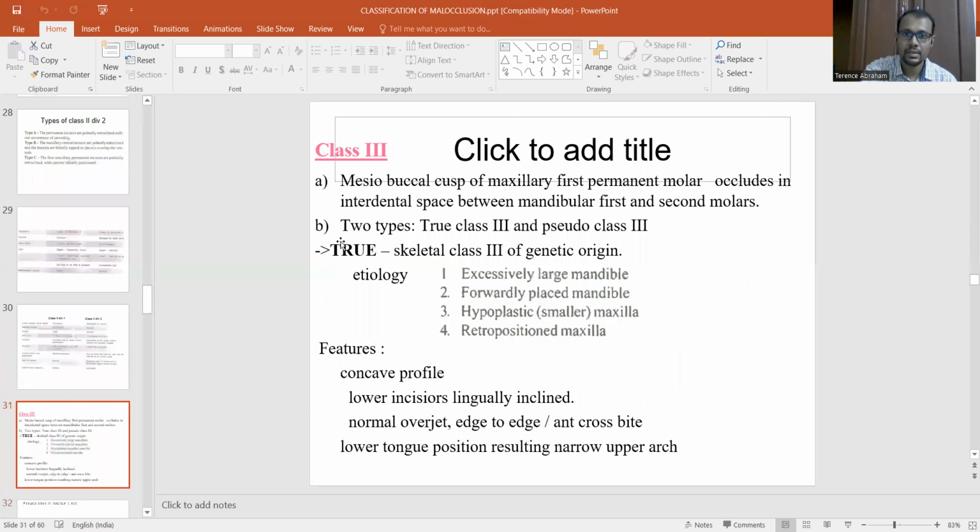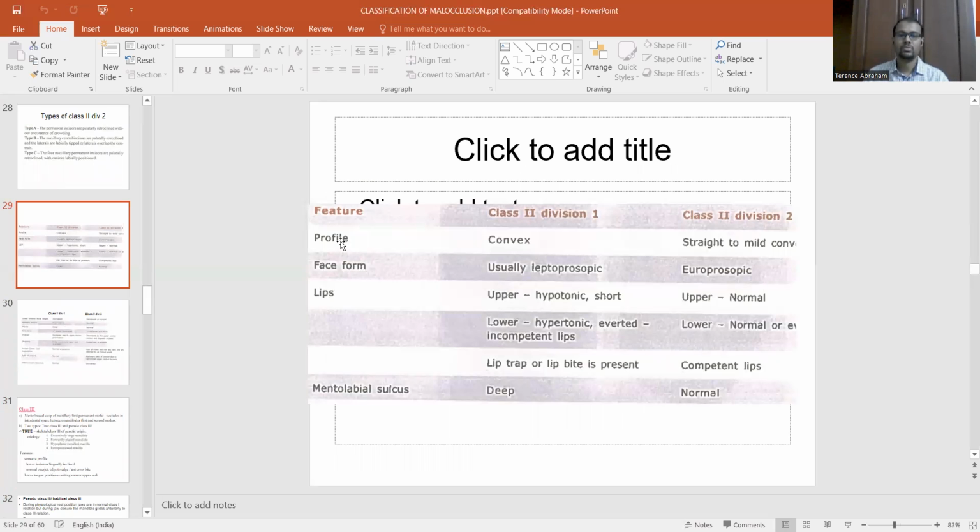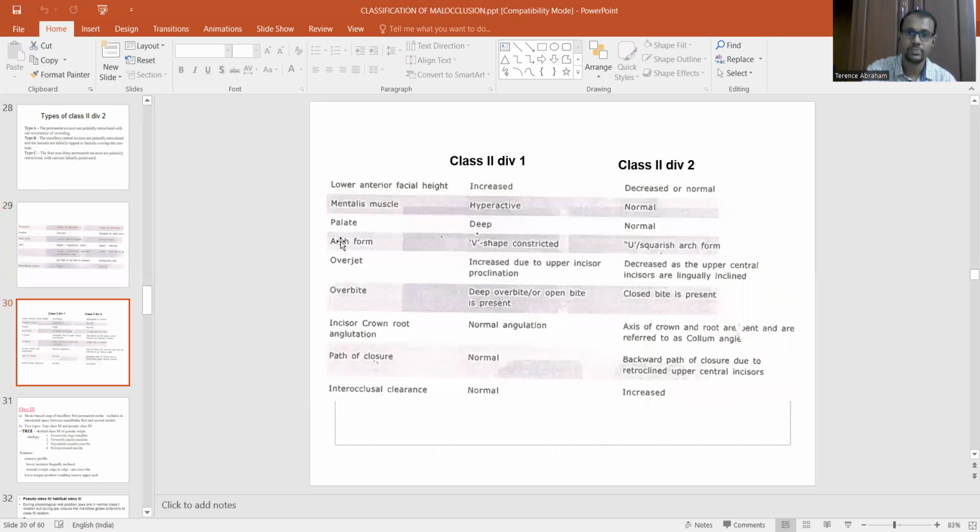What are the differences between class 2 division 1 and class 2 division 2? In class 2 division 1, you can see there is a convex profile, but class 2 division 2 profile is almost straight. In class 2 division 1, the patient has a long face, and the class 2 division 2 patient has a square face, euryprosopic. In class 2 division 1, lips are hypotonic, everted, with hyperactive mentalis. There is presence of lip trap and there is a deep mentolabial sulcus. But in class 2 division 2, all these muscular features are normal. There is no abnormality in the muscles or in soft tissue.